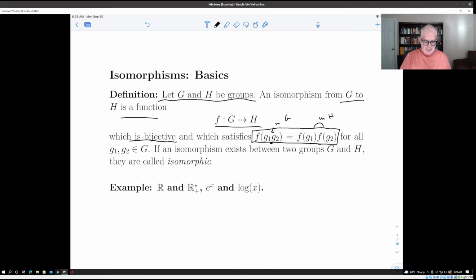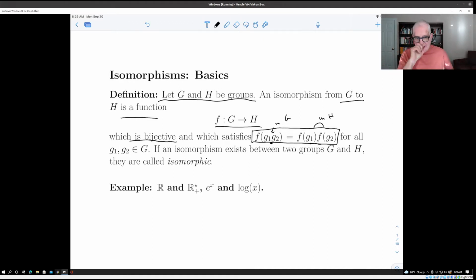And anytime you have two groups G and H for which at least one isomorphism exists between them, you say that those groups are isomorphic. And it can happen that there's more than one isomorphism between two different groups, but as long as there's at least one, you say that they're isomorphic.